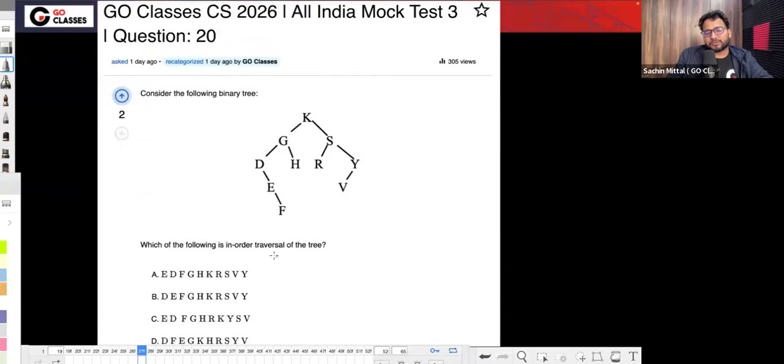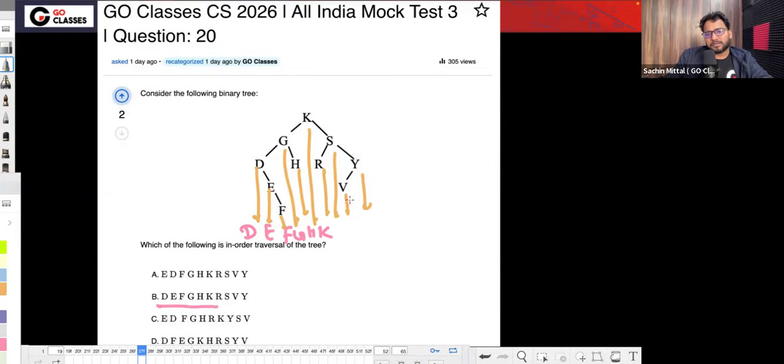So they are asking in this question about in order traversal. I think that's an easy question. For the in order, you can directly take the projection. Okay, you can take the projection. So which means if you take the projection, this D will be here, E will be here, F is here, G, then H, then K. So D, E, F, G, H, K, something like this, right? D, E, F, G, H, K. So I think B is the correct answer.